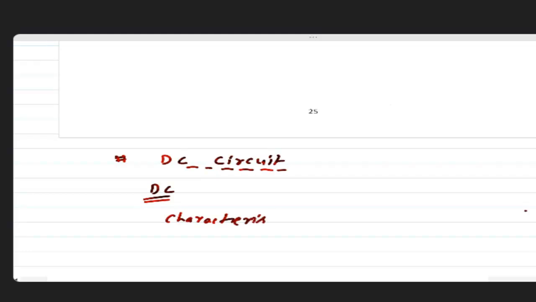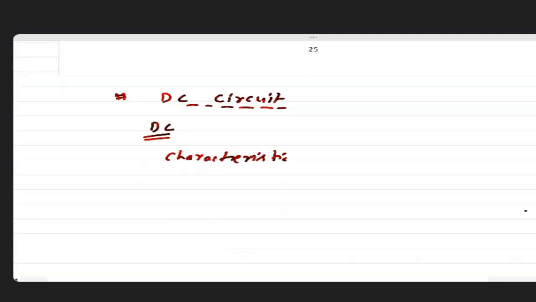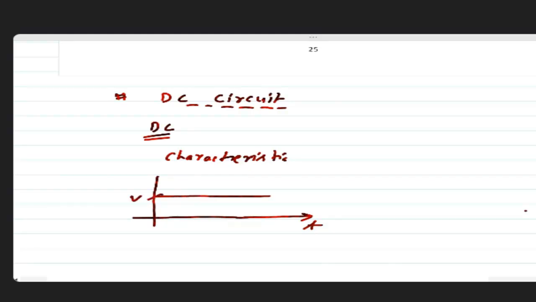Okay, so let us start from the DC supply. The nature of DC, meaning direct current. Direct current means irrespective of time, the magnitude of your voltage is constant. If you are saying voltage is 20 volt, then irrespective of any time, it will remain 20 volt. That is the property of DC.